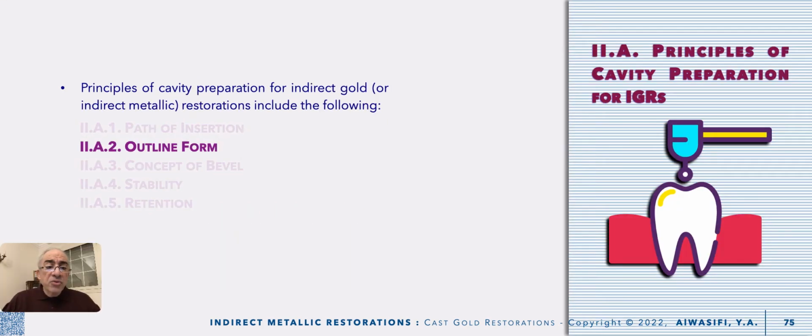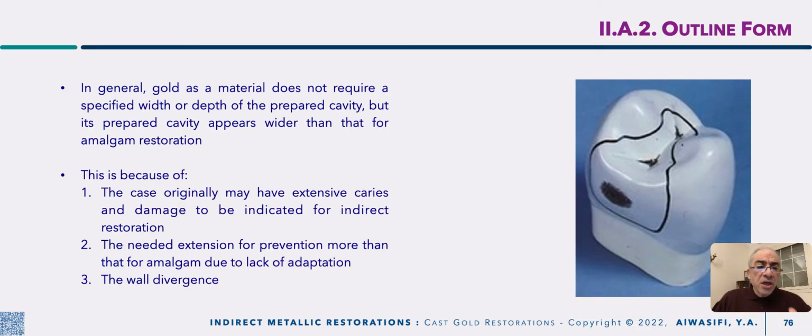Then what about the outline form? In general, the general rules of performing the outline form is not affected by the type of material. It is just a recommendation. Then all carious lesion, this is obsolete, all carious lesion must be involved because already you are cutting or designing a cavity to manage a carious lesion. Then all pits and fissures must be included.